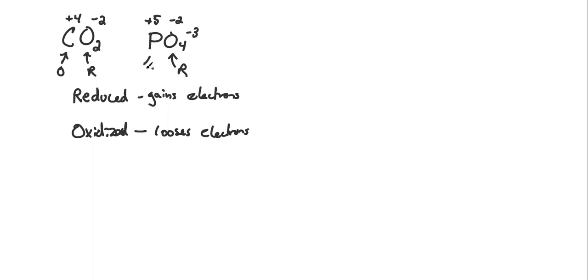And phosphorus lost electrons, so it was oxidized. Happens to be it was oxidized by oxygen. So those are fairly easy to remember. Let's take a slightly different one.